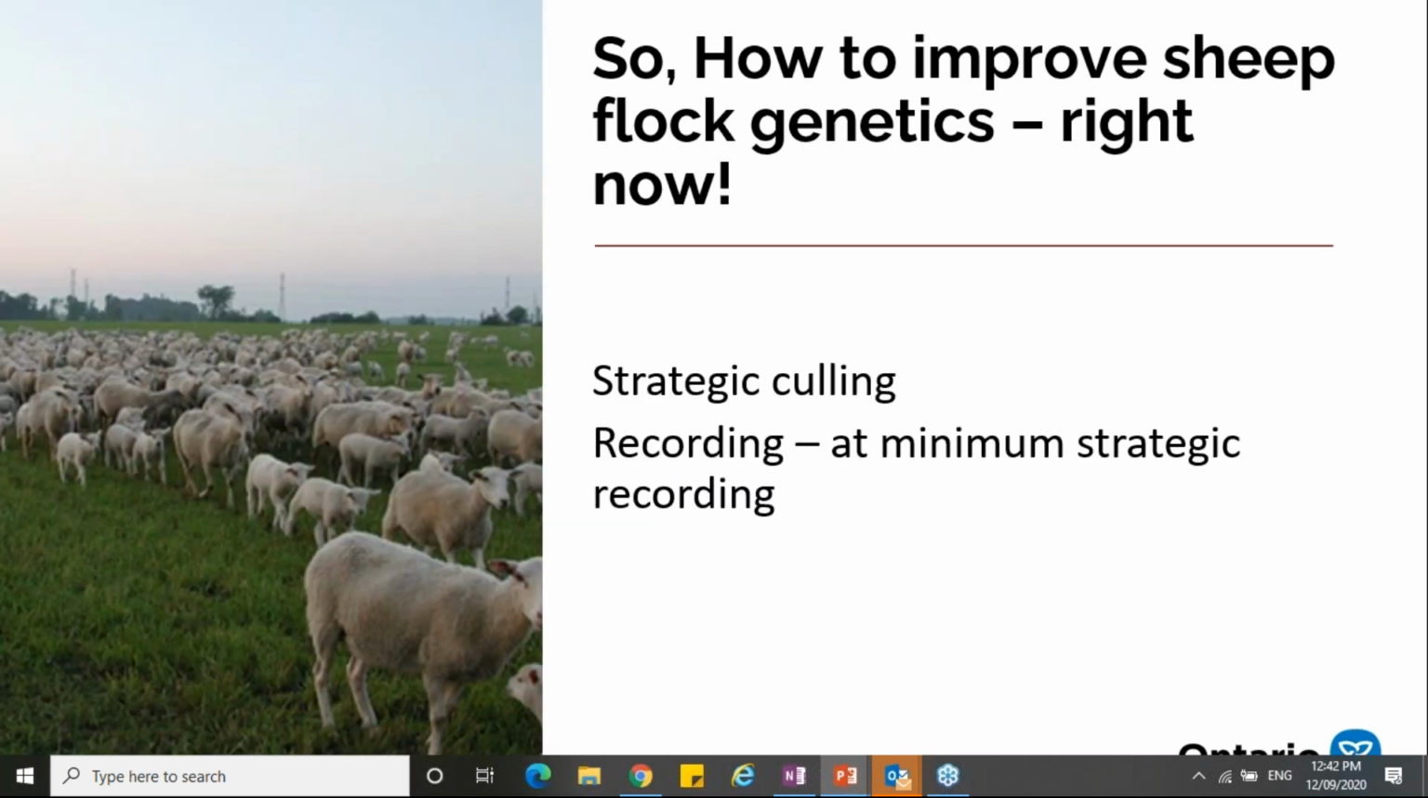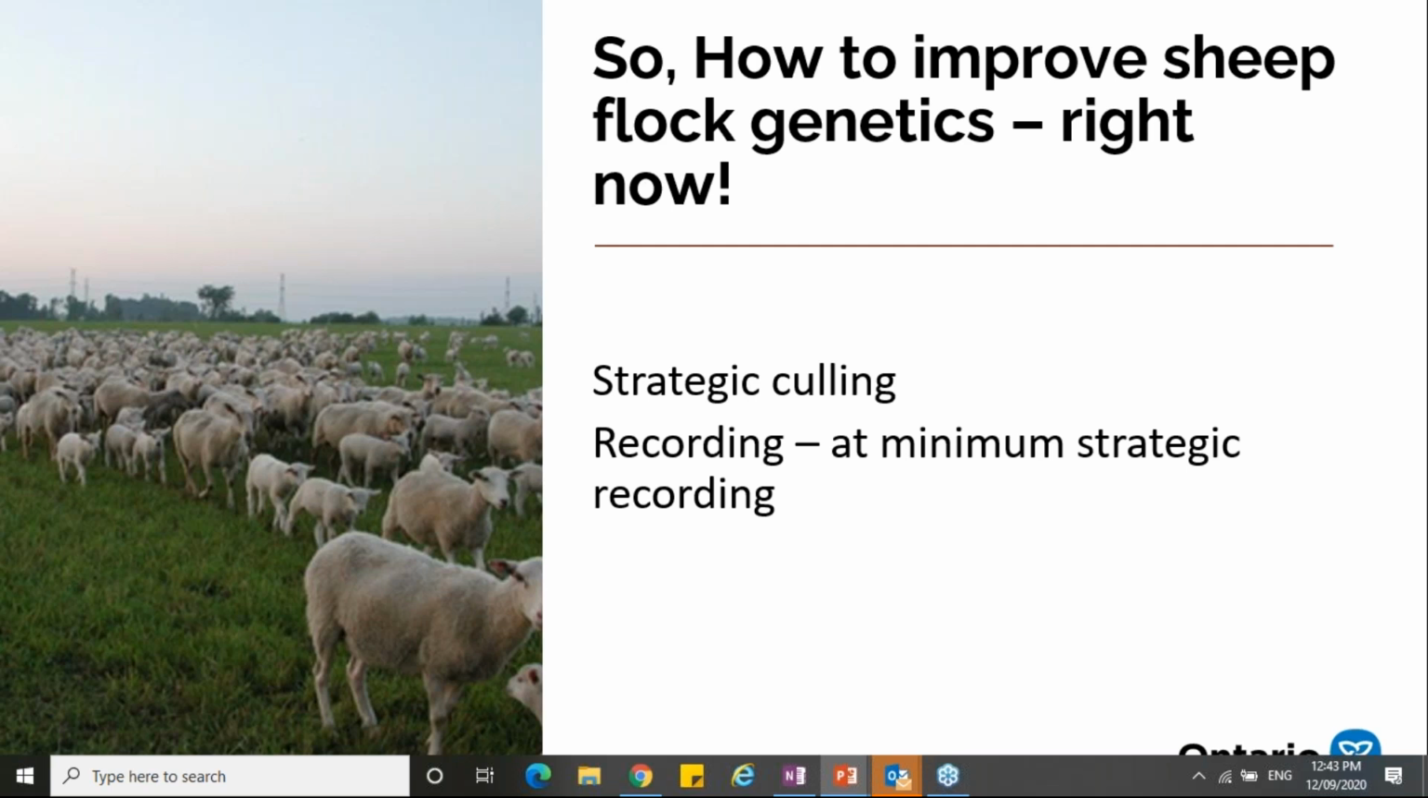So how are you going to improve your flock genetics right now? You can start culling strategically any moment. Next time you hit a spot in the management cycle, you just need to be sure that you're culling animals with problems and poor performers. You also need to be able to identify the best ewes so you can keep your replacement animals from those ewes, and that's going to help build up the frequency of those traits and cause the ewes in general to do better in your flock.